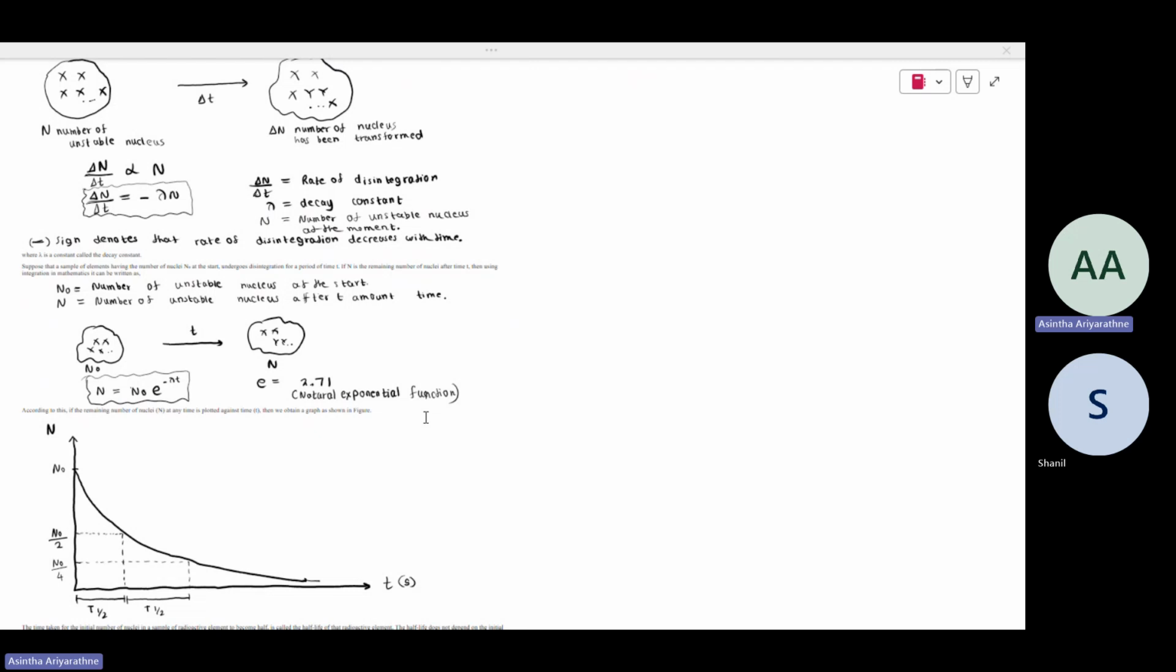So here, what would be the units of the decay constant? The units of the decay constant would be s minus 1.